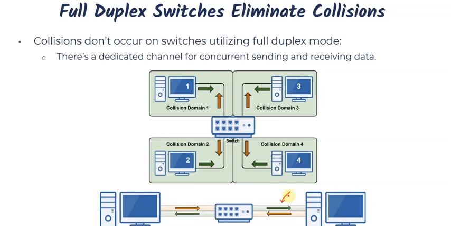Another added benefit of full duplex communication is that we also get increased network speeds. So not only are we eliminating collisions, but because we're sending and receiving data at the same time, our network speeds increase as well. So that's going to conclude our lecture talking about switches and hubs, and specifically how they pertain to collision domains. Hopefully you now understand that when we utilize hubs and switches in half duplex mode, we have the potential for collisions, but when we're utilizing switches in full duplex mode, collisions don't occur anymore.